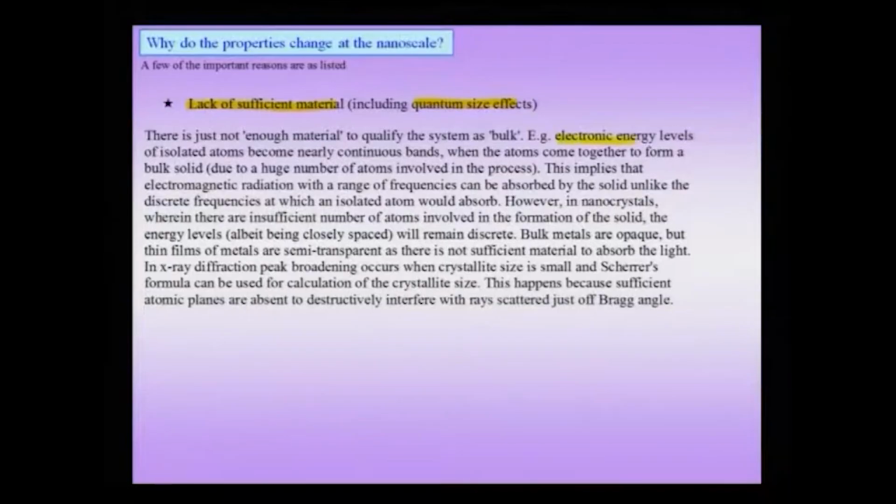Let us take a few more examples. We know that electronic energy levels in isolated atoms become nearly continuous as bands when they come together to form a bulk solid. Typically, let me consider for instance a bulk crystalline solid.